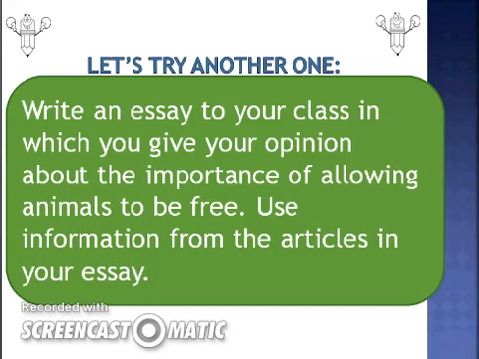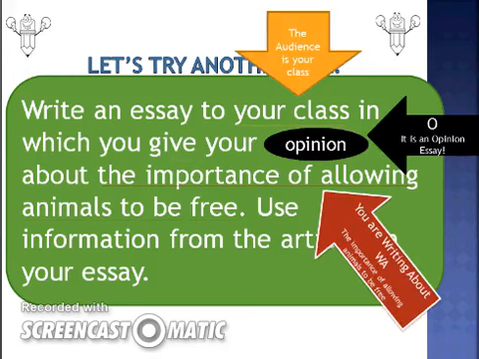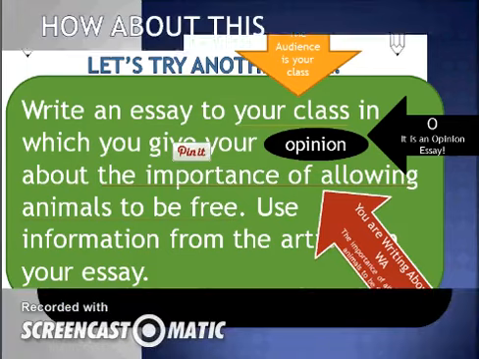Let's try another one. Write an essay to your class in which you give your opinion about the importance of allowing animals to be free. Use information from the articles in your essay. You see that the audience is your class. You're also told it's an opinion piece. And what are you writing about? That's right, the importance of allowing animals to be free.